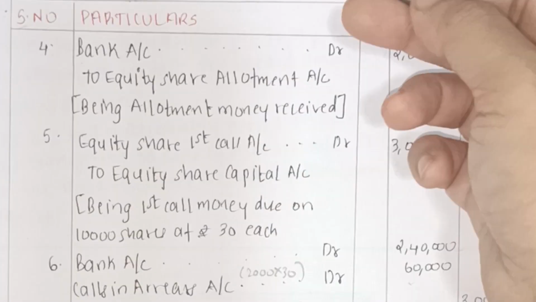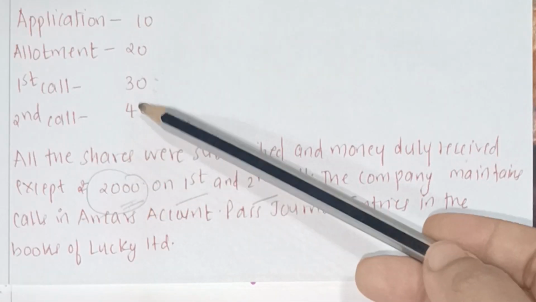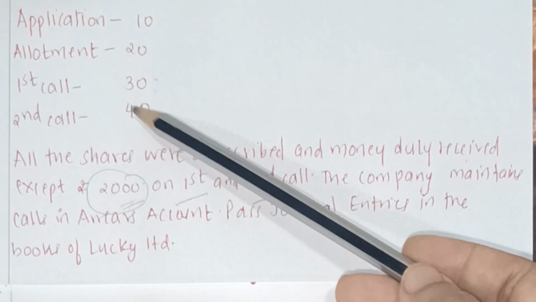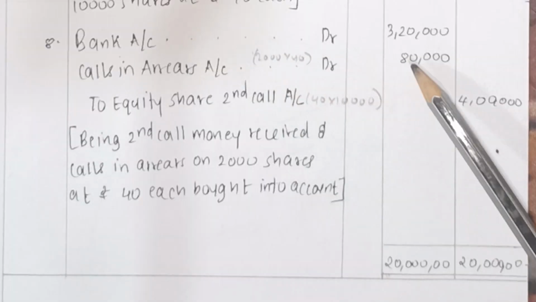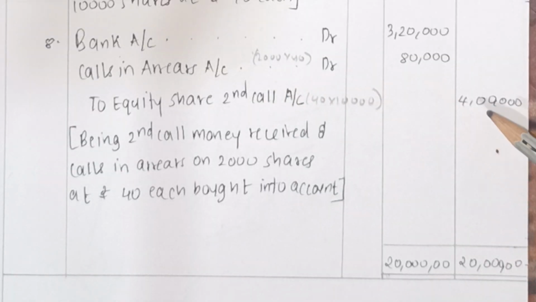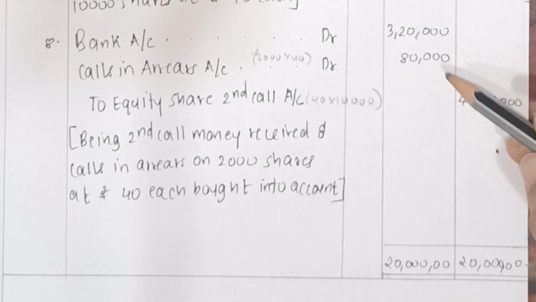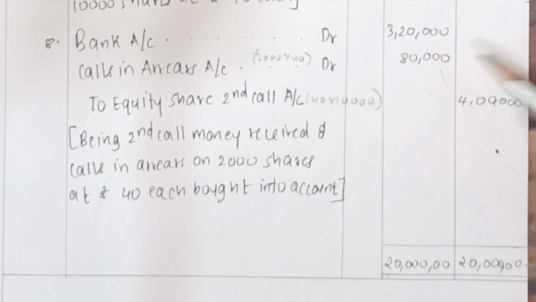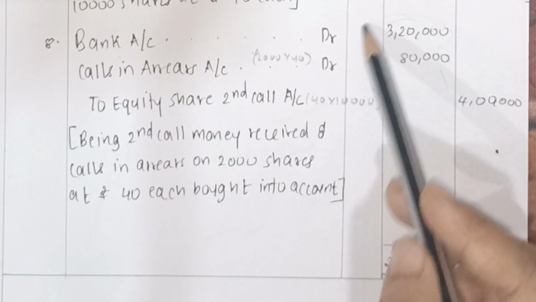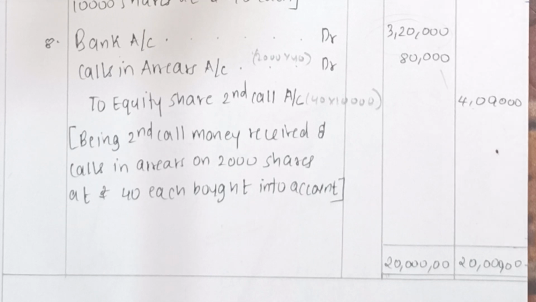Alright. Then we can see that we have not received on 2,000 shares and the rate of second call is rupees 40. So 2,000 into 40 will give you 80,000. Then you need to subtract 80,000 from 4 lakhs, that is 4 lakhs minus 80,000, and you will receive 3,20,000. So this is the actual amount that we have received, that is 3,20,000. So the narration is being second call money received and calls in arrears on 2,000 shares at rupees 40 each brought into account. Then after you do this, you have to total both the sides. So the debit and the credit side should be the same.